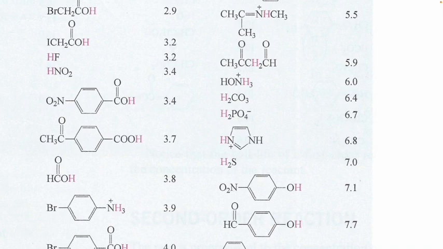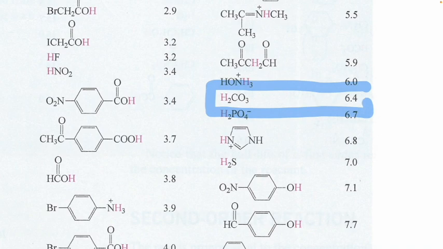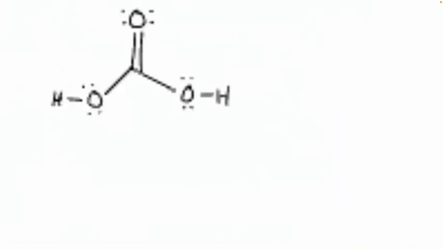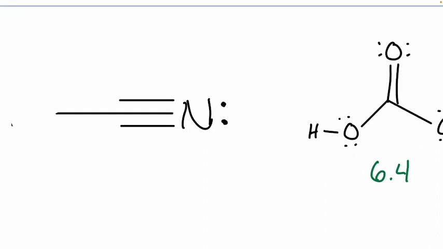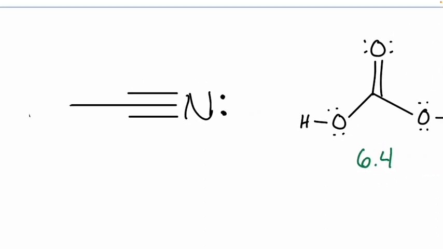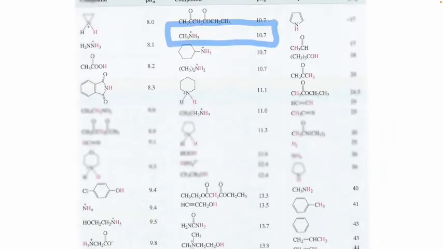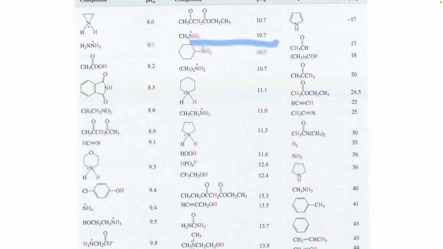All right, so that structure would be for H2CO3, carbonic acid. Okay, so 6.4. So let's just mark that one down. Okay. And then this one's going to be definitely weaker, but let's just grab this value to convince ourselves.